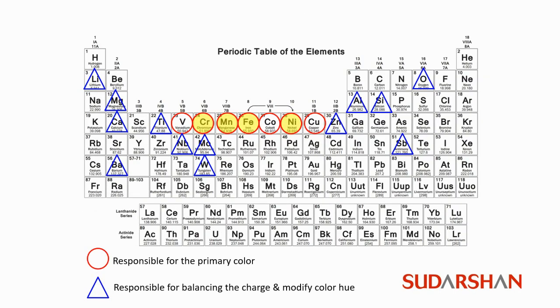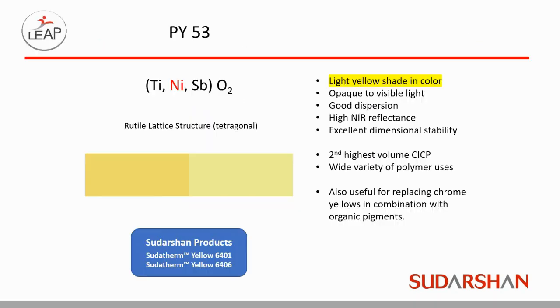So the periodic table, as I mentioned, these are complex. So there's 2 or more metals that make up the color. The orange or the red circles are responsible for the primary color, and in the yellow space, those elements are chromium, manganese, iron, and nickel. The other triangle elements are there for balancing the charge and only modifying the particular hue.